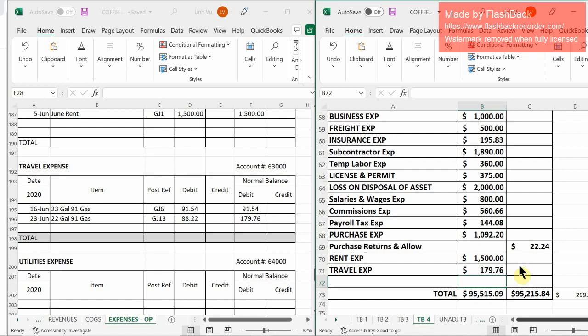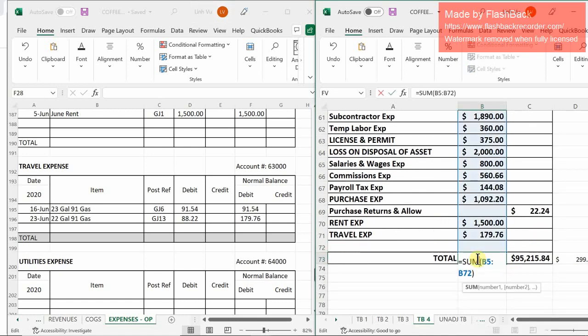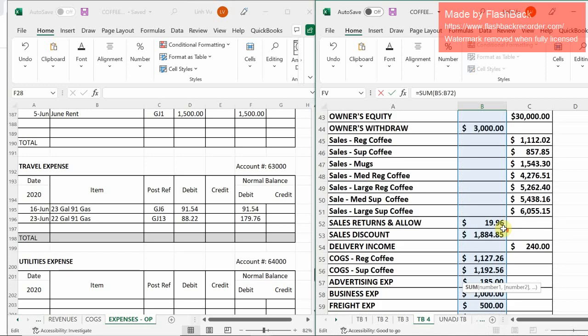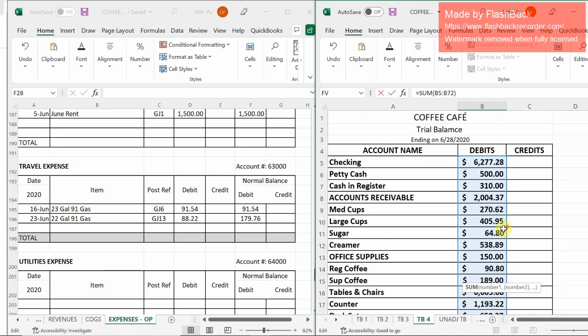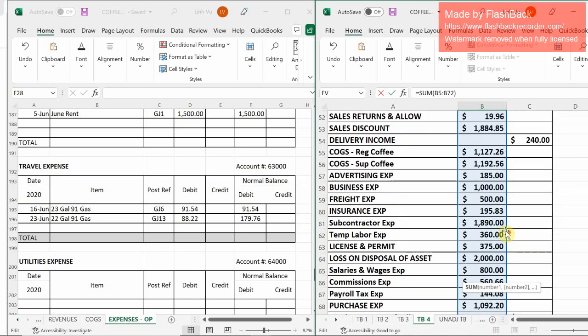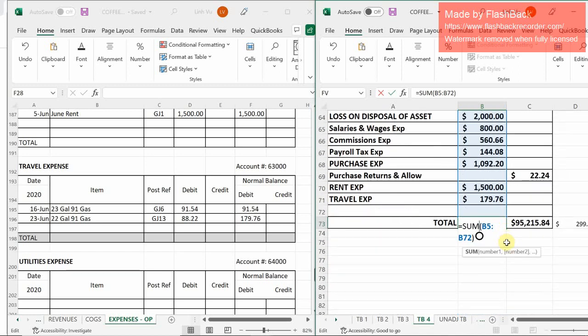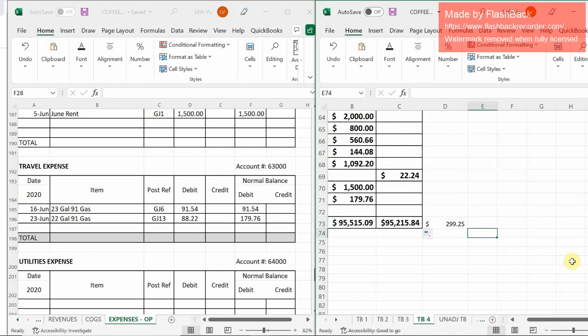Okay, so let's go ahead and make sure my formula is intact. Okay, so equals sum all of these, and I'm going to equal sum all of those. So right now, I actually have a discrepancy. I have $299.25 missing.